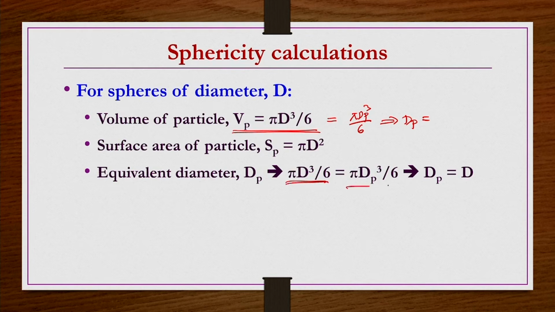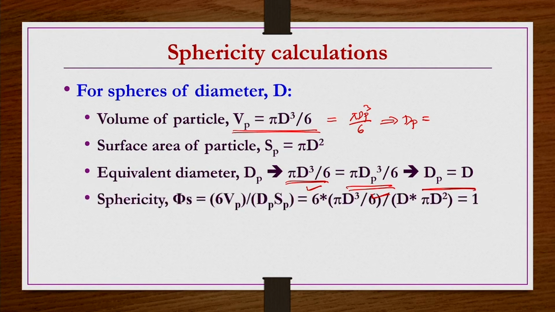Here, since both of them are spherical particles, pi d cube by 6 is equal to pi dp cube by 6. This is the reference material for which we are calculating, with its nominal diameter. Now the sphericity is 6 Vp by dp Sp. Here Vp is pi d cube by 6, dp is nothing but d, and Sp is nothing but pi d square. When you substitute all these, you get 1. So, this is how we have to do it. This is the reference we have done to cross check whether we are doing it correctly or not.